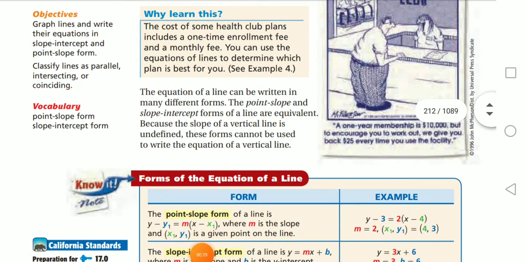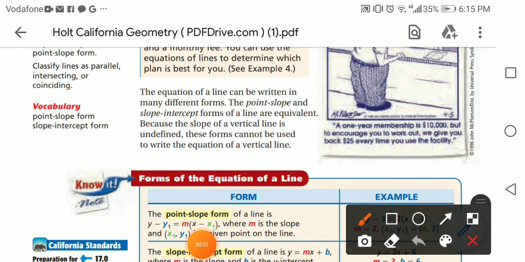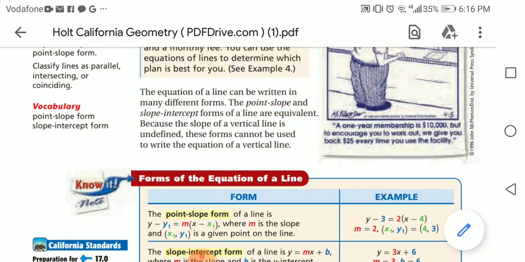Okay, the equation of a line can be written in many different forms. The point-slope, and also today we're going to have the slope-intercept forms. The point-slope and the slope-intercept forms are equivalent. Because the slope of a vertical line is undefined, these forms cannot be used to write the equations of a vertical line.